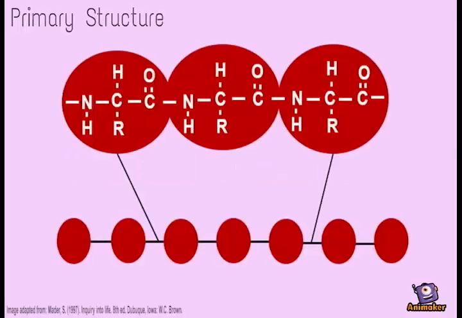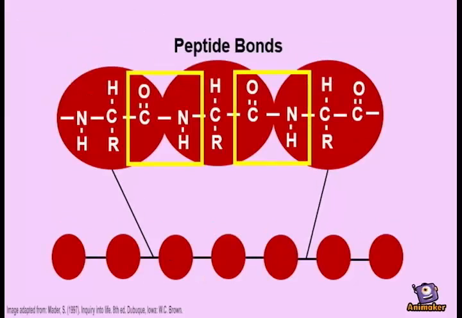Protein structure. The primary structure of a protein is a simple order of amino acids joined together by peptide bonds. They form a linear polypeptide chain. A peptide bond is a covalent bond formed between two amino acids.